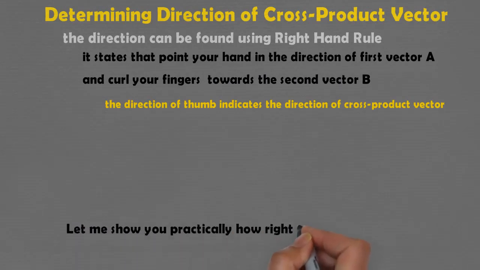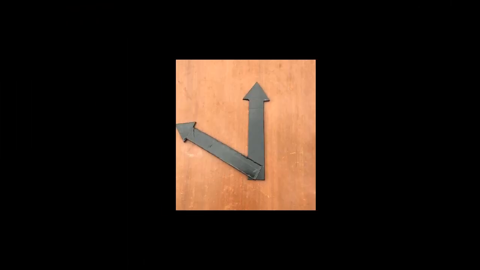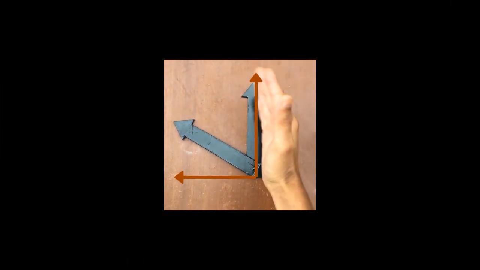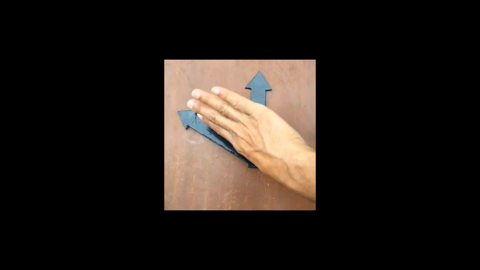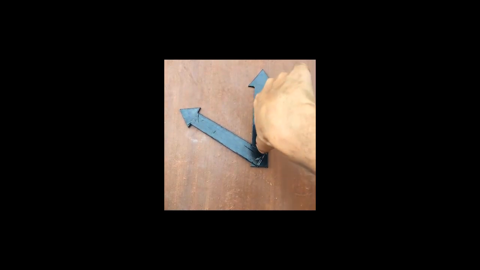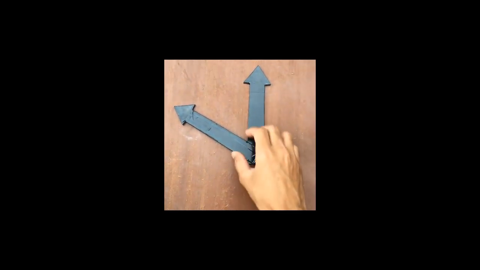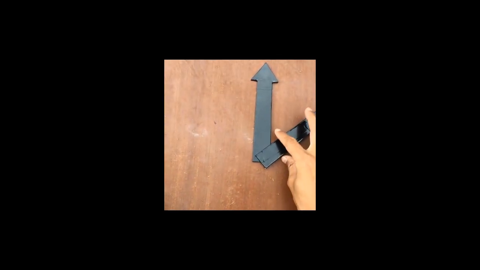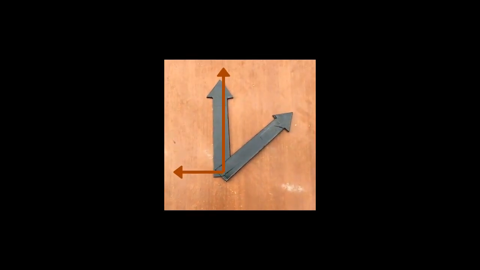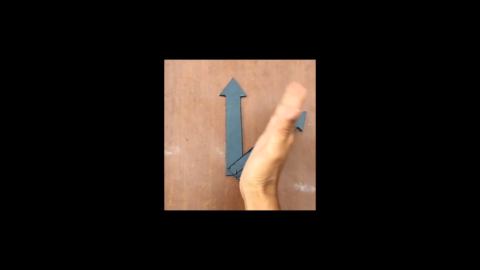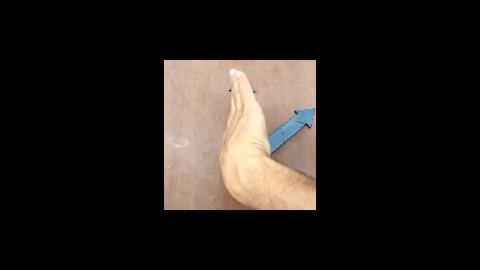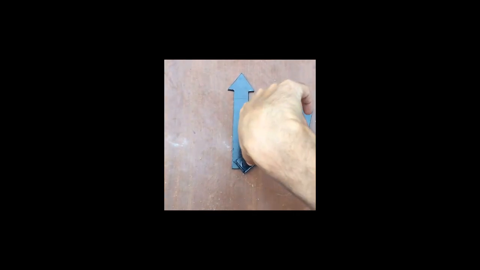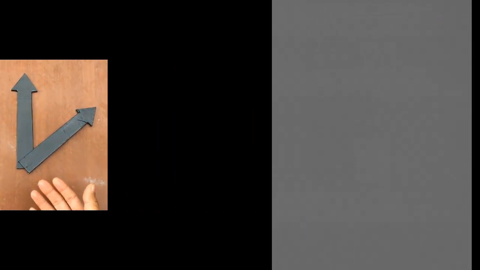Let me show you practically how right hand rule can be used to determine the direction. Both vectors positioned at coordinate system. If this is the first vector, then the direction will be out of the page. If this is the first vector, then direction will be into the page. Similarly, change the orientation. If this is the first vector, then the direction will be out of the page. And if this is the first vector, then the direction will be into the page. So that's how right hand rule can be used.